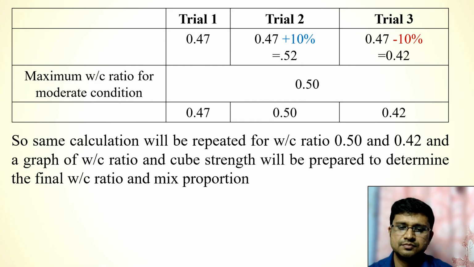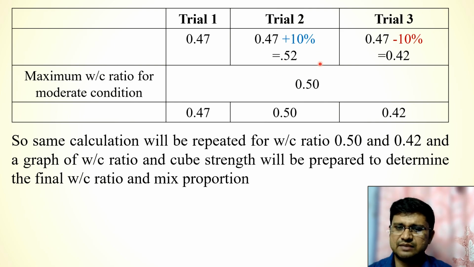So now suppose for our problem the base water cement ratio is 0.47. Now this is trial 1. Trial 2, we are increasing the water cement ratio by 10% and it will become close to 0.52. And trial 3, we have to reduce the value by 10%. So it will become 0.42.